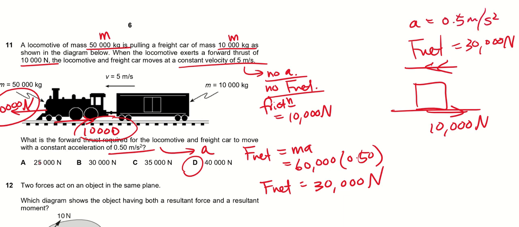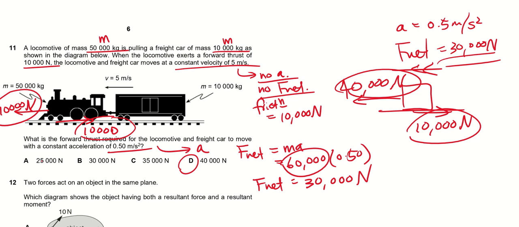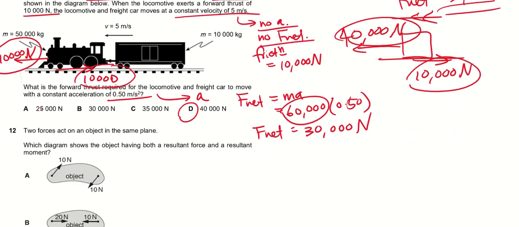So F net equals ma, and I need to multiply by 60,000 because that's the total mass. So if I want F net to be 30,000, my forward force must now increase to 40,000. Because 40,000 versus 10,000 will give me F net of 30,000. So it is very important to draw your free body diagram.